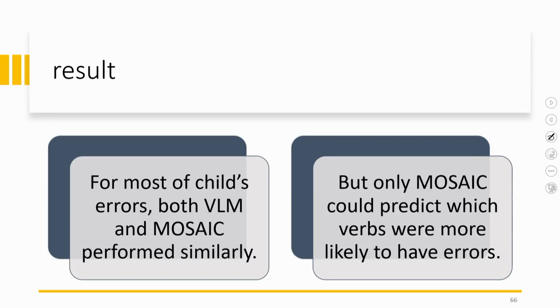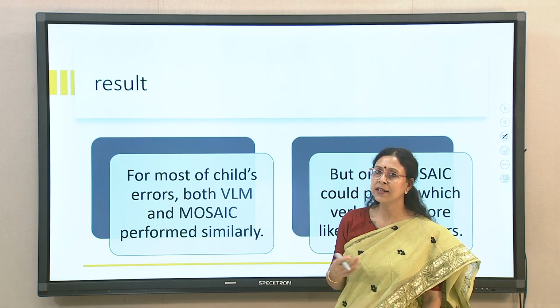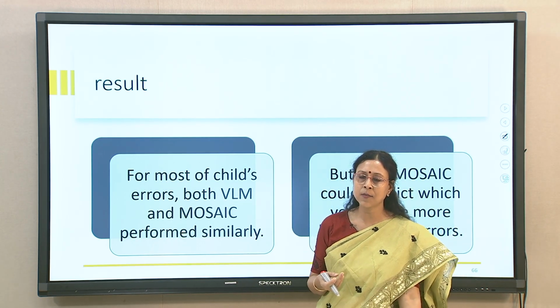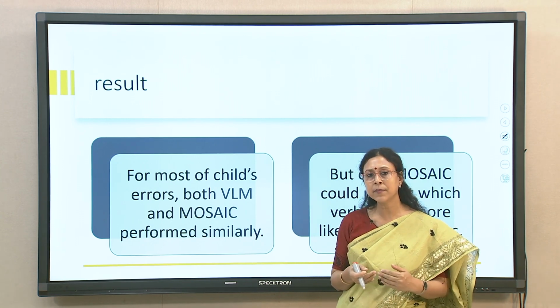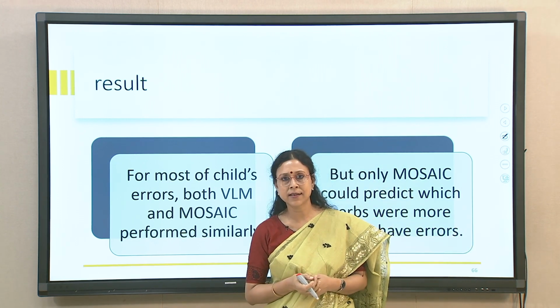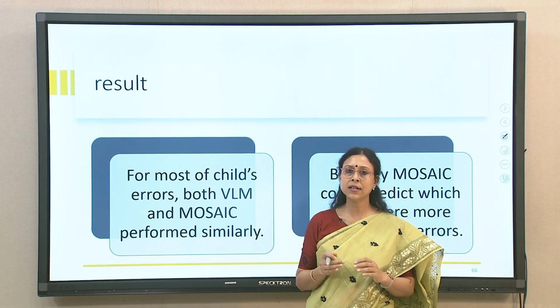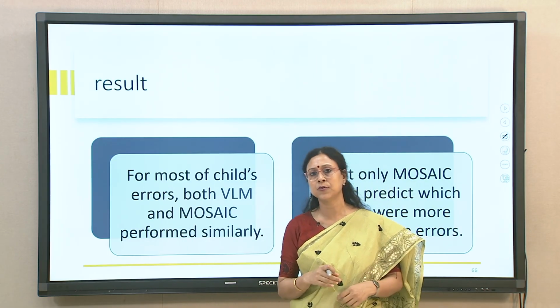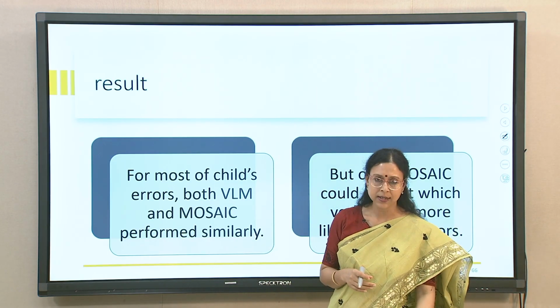So, what was the result? The result was very interesting. For most of the child's errors, both VLM and mosaic performed similarly. Whatever VLM predicted, the children had actually made that kind of mistake. Similarly, whatever kind of mistakes the mosaic model made, a similar kind of mistakes the child also made. So, largely speaking, there was similarity between the two models with respect to the data.